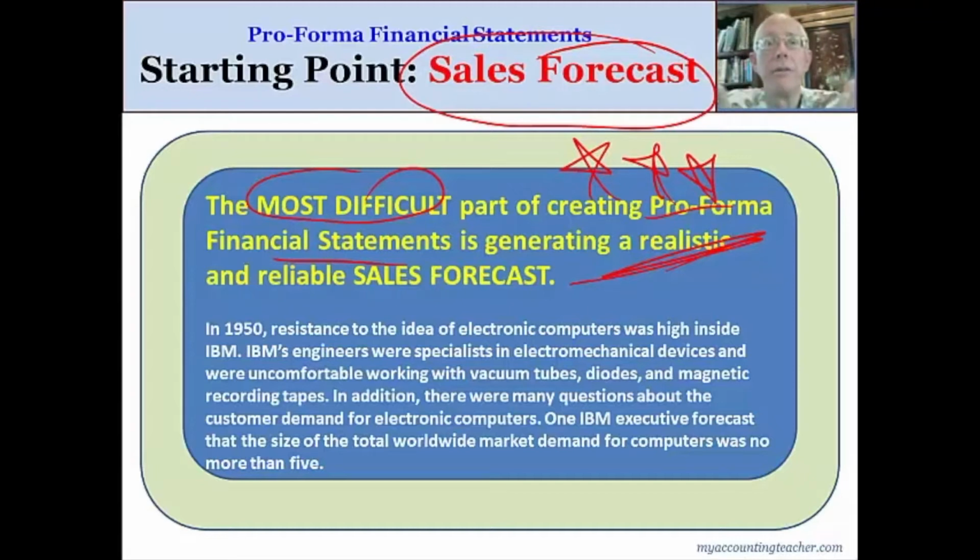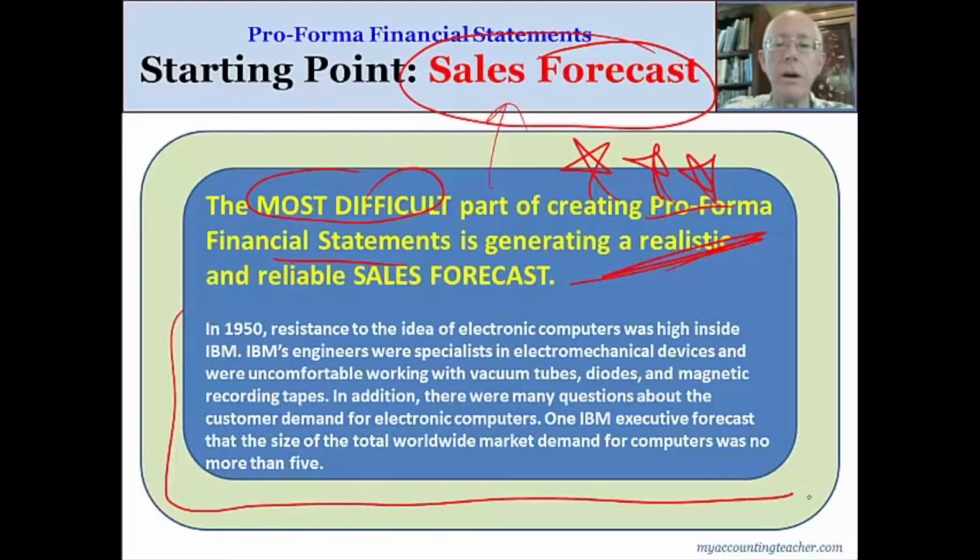And the validity of the pro forma financial statements rests primarily on how well the sales forecast was done, because the rest of this is technique in applying what we know about accounting, but the real business judgment comes in, and the real risk comes in, making the sales forecast. One of my favorite examples of how far off a sales forecast can be goes back to 1950 in IBM. I'm just going to read this to you. I wrote this a number of years ago.